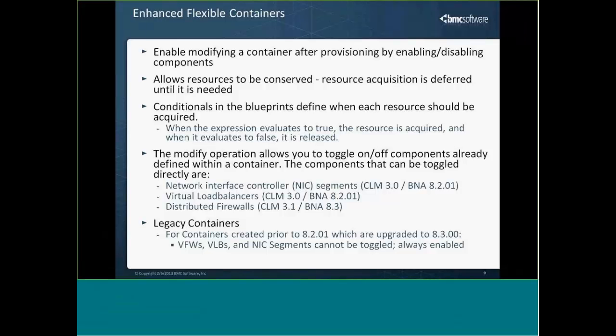All right? Yes, follow that. Before 3.1, a firewall would enable, but only indirectly when you enabled a network that was attached to it. Now you can directly enable and disable the distributed firewalls. As far as legacy containers go, for containers created prior to 3.0, meaning basically containers created under CLM 2.1, which were static, once they're upgraded, those existing firewalls, load balancers, and NIC segments that were in the container in CLM 2.1 cannot be toggled. They are always enabled. Newer ones that you add when you reprovision can be enabled and disabled, but those existing ones created from CLM 2.1 can't be toggled.